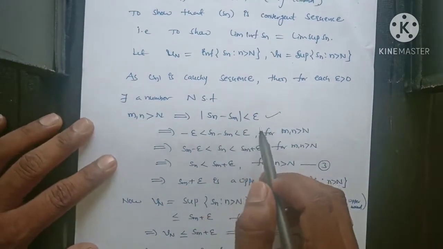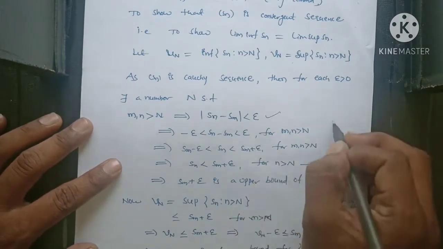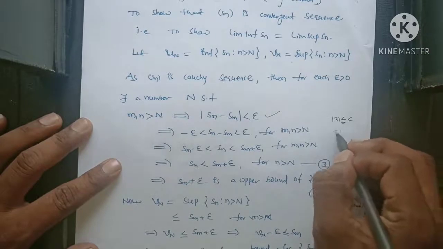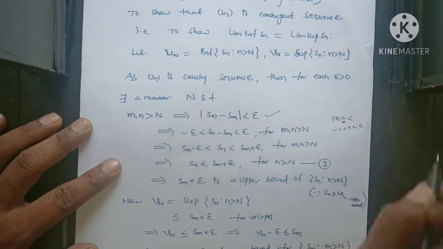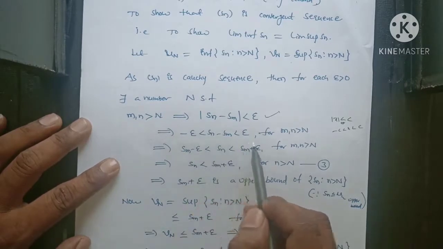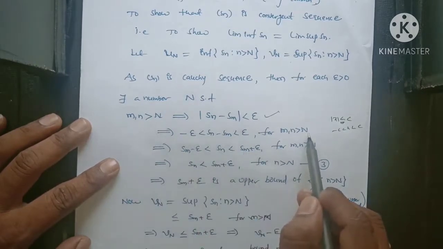Now I am removing this modulus by using mod x less than c. We know that mod x less than c means what? Mod x less than c means minus c less than x less than plus c. For this scenario, minus epsilon less than Sn minus Sm less than epsilon, for m, n both greater than capital N.